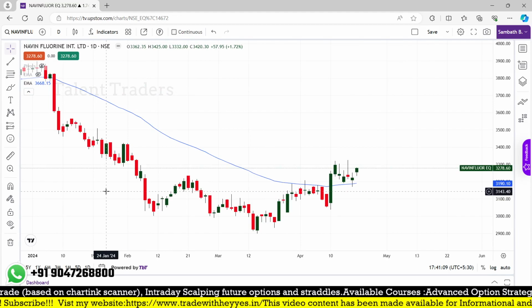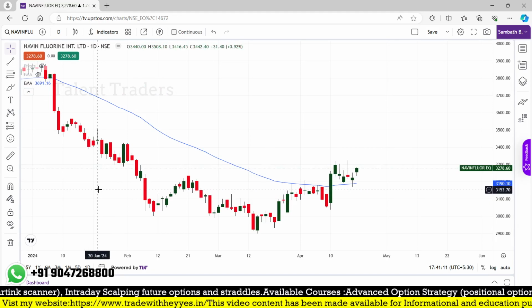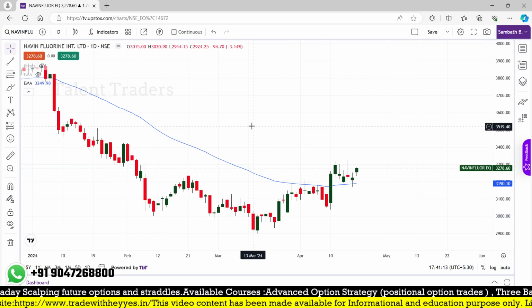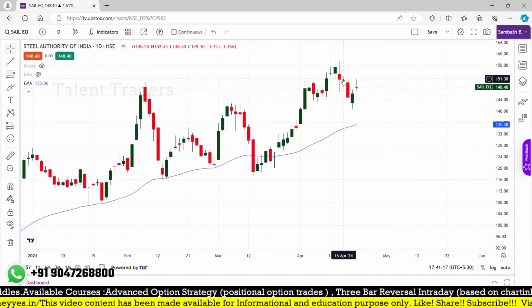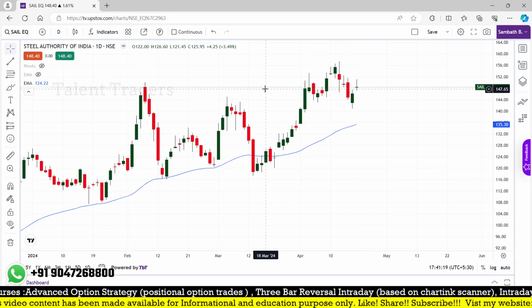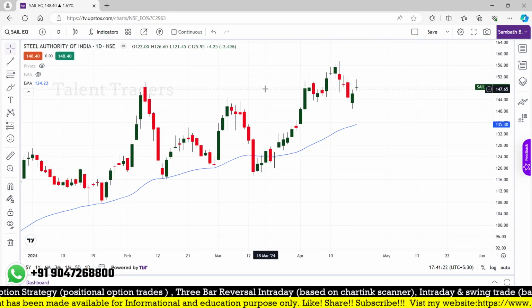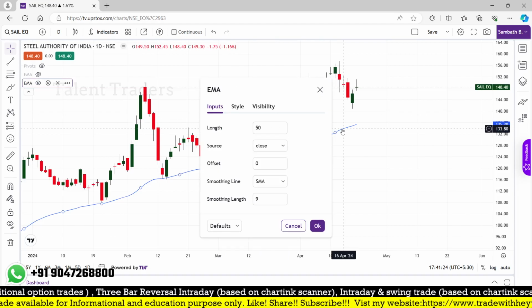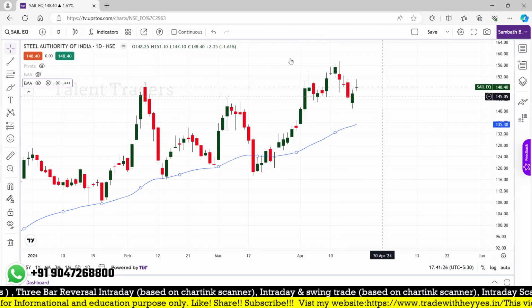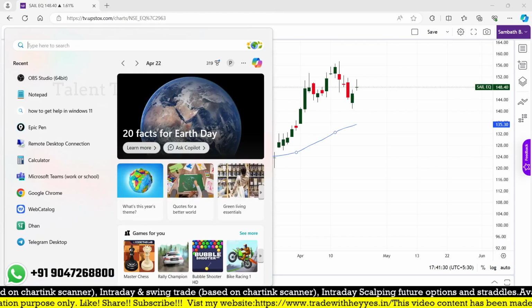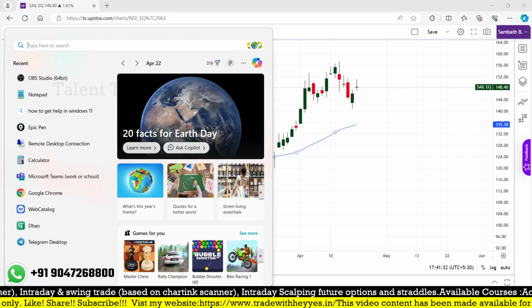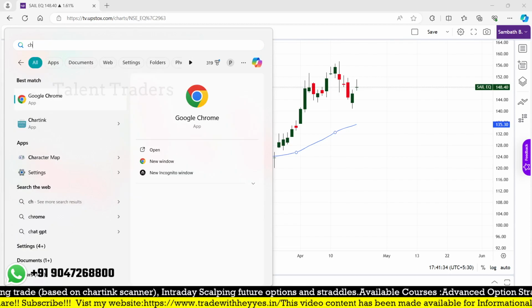Previously, we created a scanner for the inverted hammer at the top level. So we found some stocks, like Sail, where an inverted hammer happened, near the 50 period EMA. That is the trend reversal scanner which you created recently based on our request. Let me open a charting.